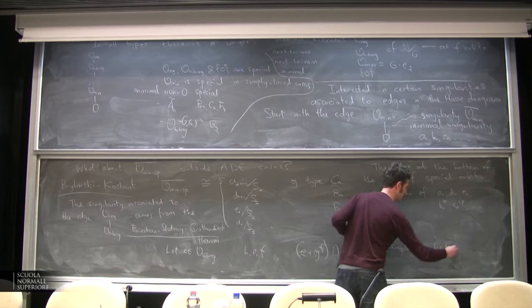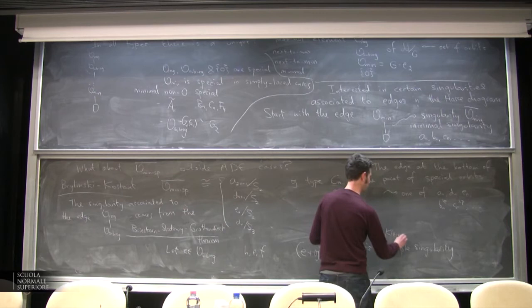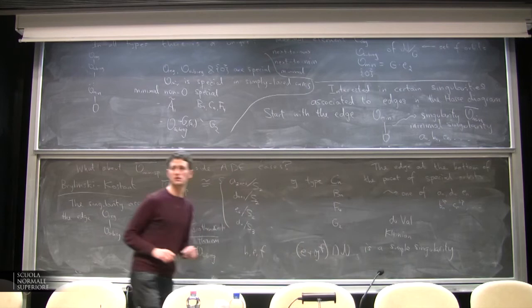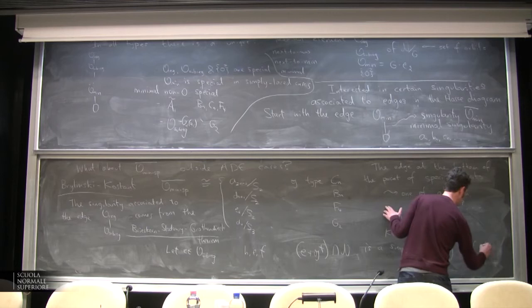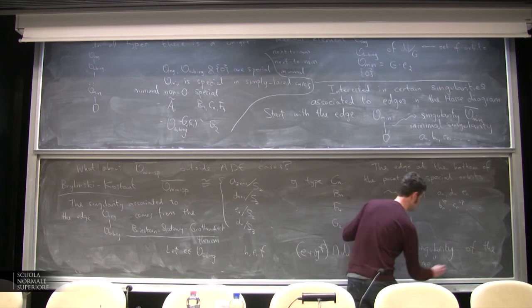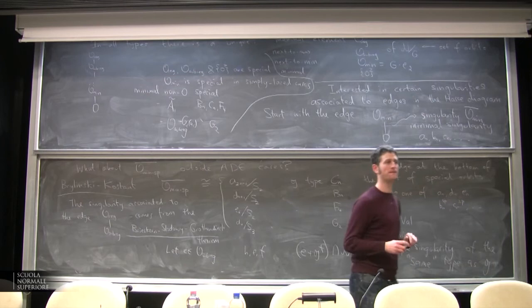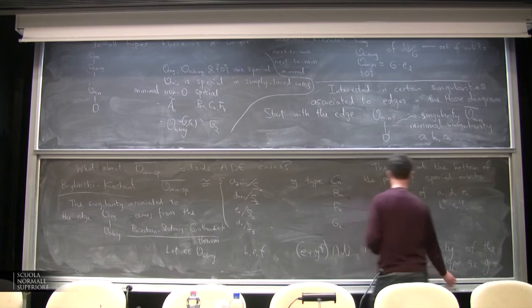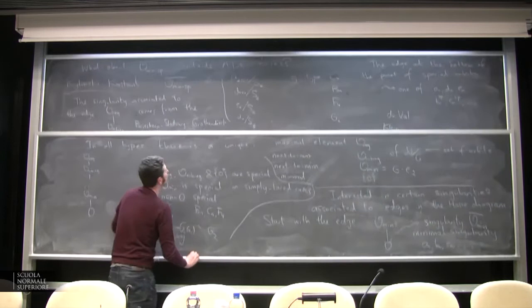Now, simple singularities are known by various names: Kleinian, Du Val singularities, for example, and so it is of the same type as G. So what do I mean by it's the same type as G? I was asked about this earlier this afternoon, so I'll try and explain.